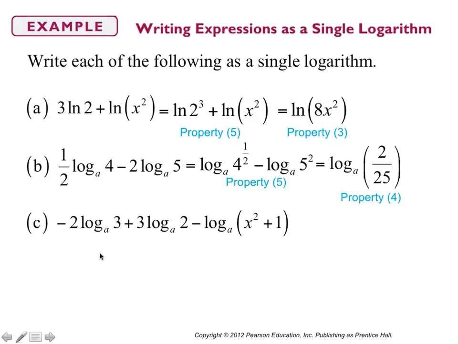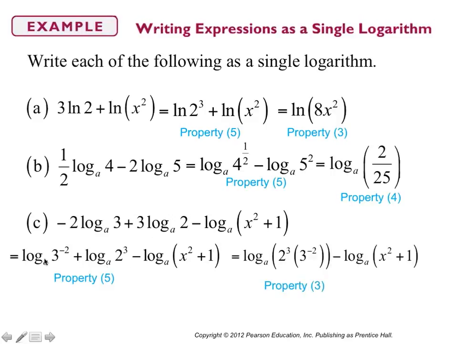All right, for this last one, again, we're just going to start the same way. So we're going to rewrite all powers as exponents. So we should be left with log base a of 3 to the negative second power plus log base a of 2 cubed minus log base a of x squared plus 1. Not so bad so far. We're just taking the numbers that are out front and rewriting them as exponents. And then anywhere you see addition, you're going to want to write that as multiplication. So in our case, we have log base a of 3 to the negative 2 times 2 cubed, which we'll get to in a minute. And then we still have this minus log base a of x squared plus 1.